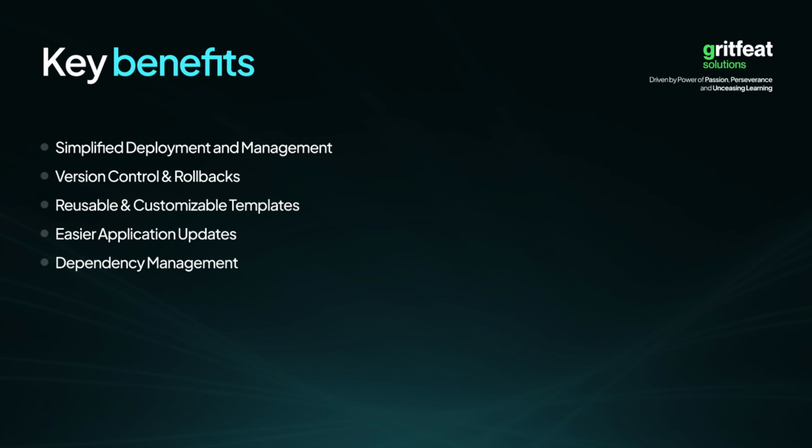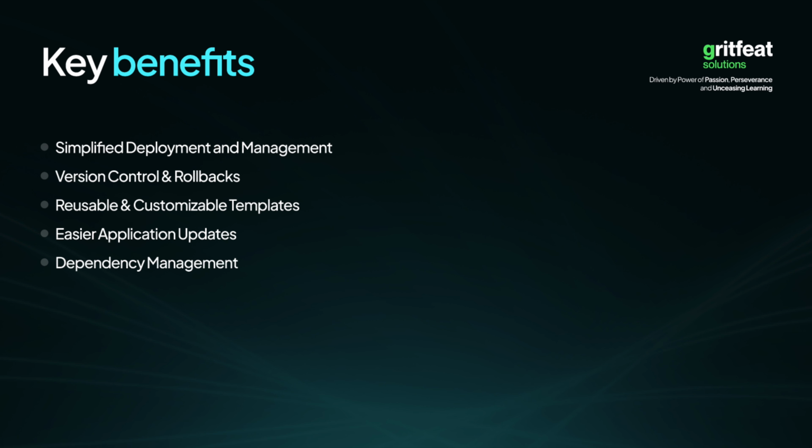Next, we gain excellent version control and rollbacks. Helm charts are versioned, allowing you to track changes to your application deployments over time. If a new deployment introduces issues, you can easily roll back to a previous stable version of your application with a simple command, ensuring reliability.